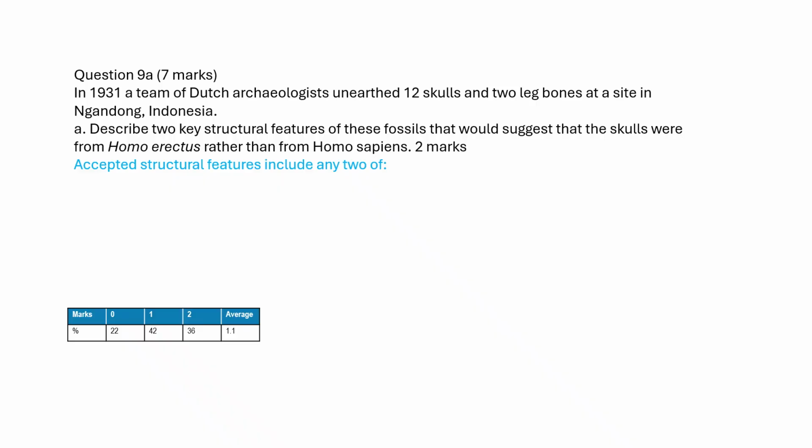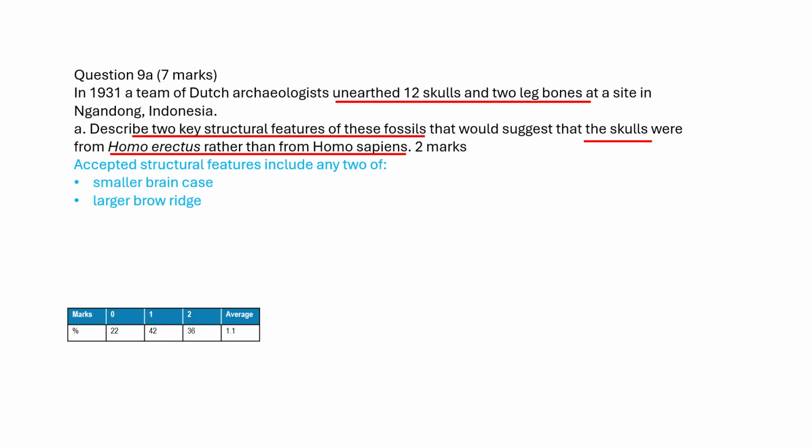Dutch archaeologists discovered 12 skulls and 2 leg bones. Two key structural features of these fossils suggest they belong to Homo erectus rather than Homo sapiens: a smaller brain case and a larger brow ridge. Other accepted features include a more sloping forehead, a larger jaw, and a less slender zygomatic arch.